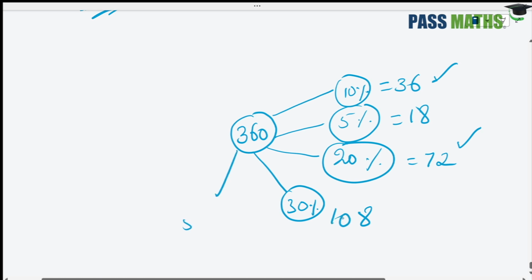Let's do 50%, which means half. Half of 360 is 180. Or you can do 36 times 5, 180 as well.